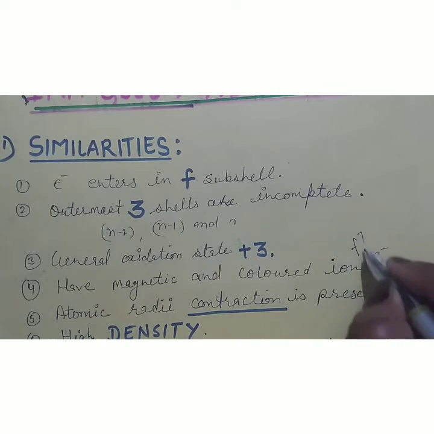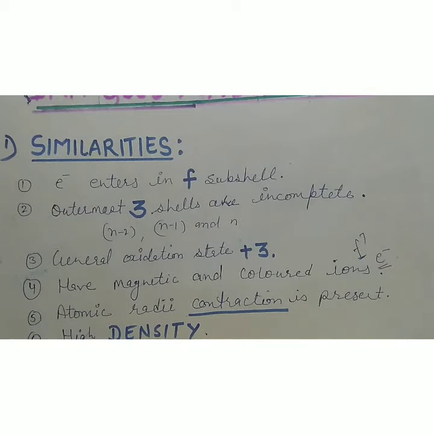And F7 in both actinides and lanthanides is colorless, because the energy required for the F7 electronic configuration to transit its electrons, as the f-f transition, belongs to the UV region, which can't be seen by our eyes. So these ions are also colorless. Atomic radii contraction is present in both series. Lanthanide contraction and actinide contraction both occur.